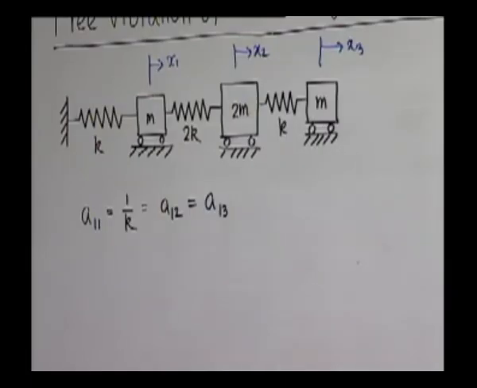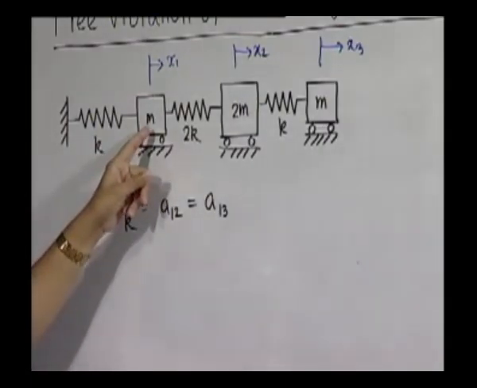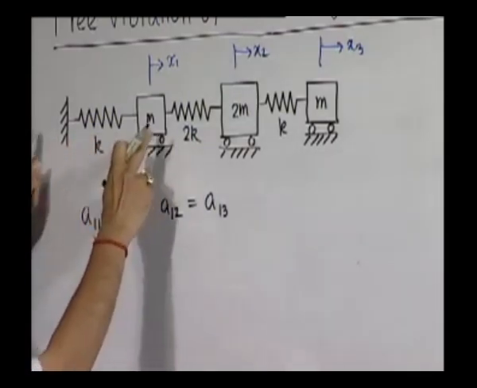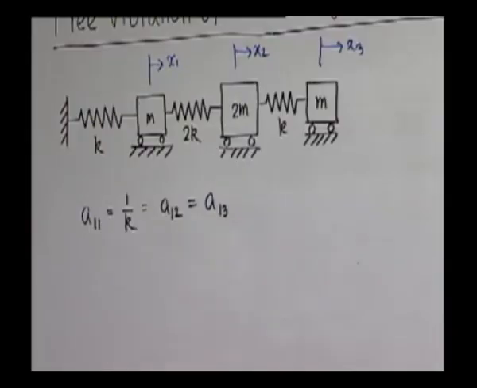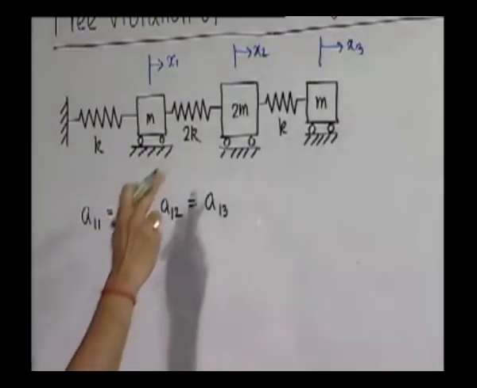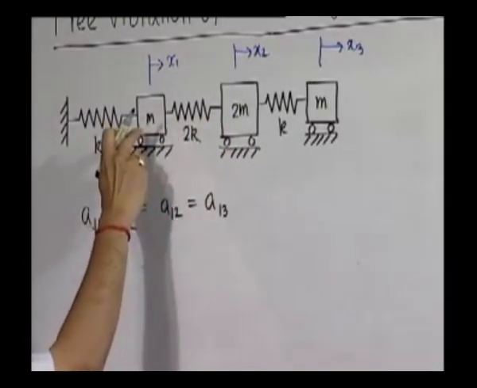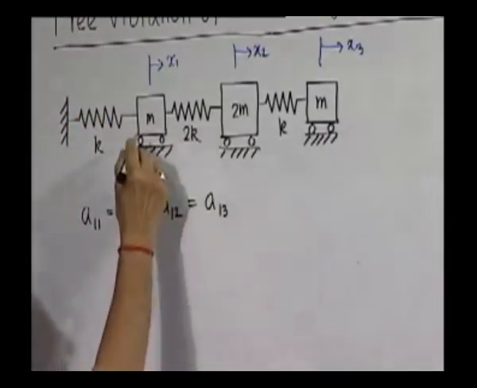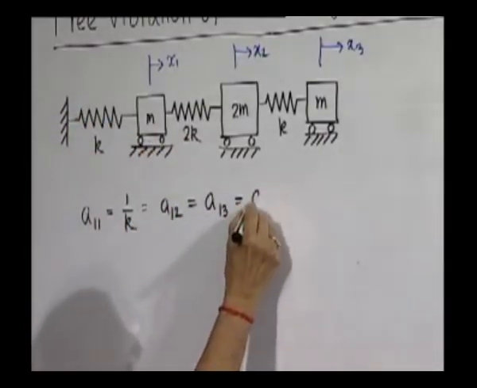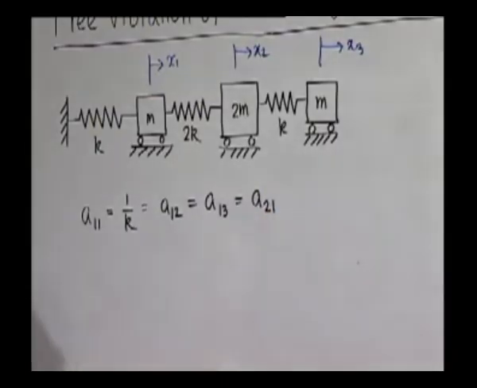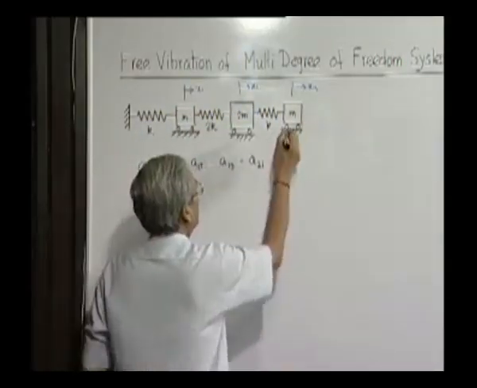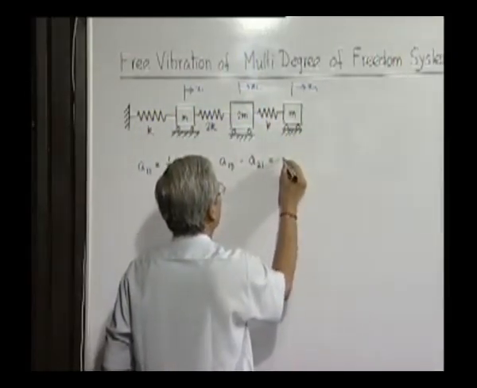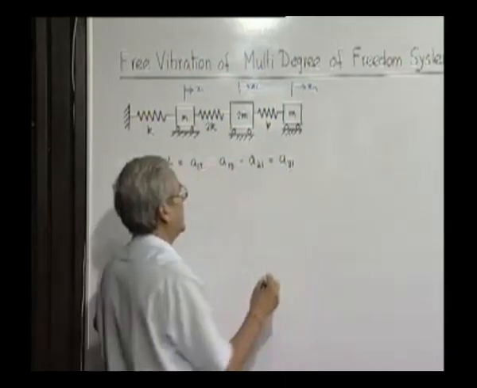Now, on the other hand, if I apply a unit load at 1, only this spring stretches, and these things just displace as a rigid body without any distortion. So, the displacement at station 2 due to a unit load applied at station 1 will be the same, 1 by K, and that is A21. Similarly, if I apply a unit load here, the stretch of this will be 1 by K, and this is moving just like a rigid body. So, the displacement of station 3 will also be equal to 1 by K, which is A31.